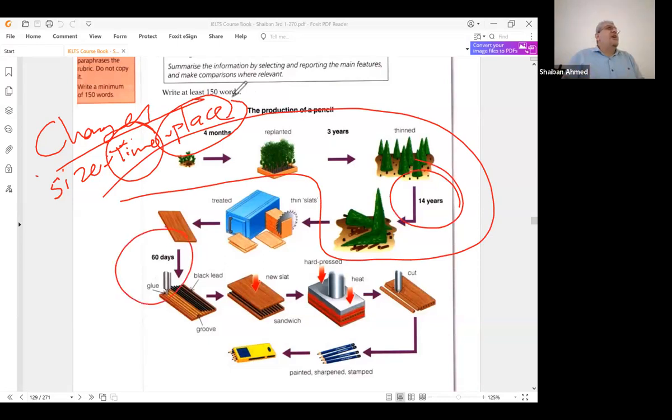So before you start writing, you have to check what you have. Do I have changes in a place? Okay, so then you can mention it. Time, we have 14 years out, inside 60 days. Okay, so time, place, so that's it. Now, after you finish the general overview, you have to think about development.